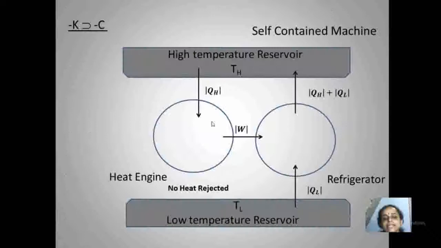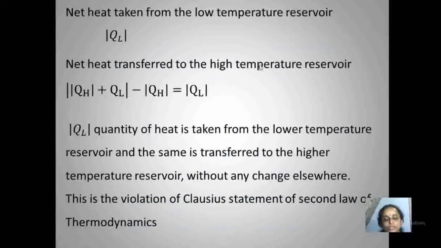So what is the net heat taken from the lower temperature reservoir? That is QL. That means QL quantity of heat is taken from the lower temperature reservoir and the same is transferred to the higher temperature reservoir. There is no other net effect here. QL quantity is taken from the lower temperature reservoir and QL quantity is rejected to the high temperature reservoir.